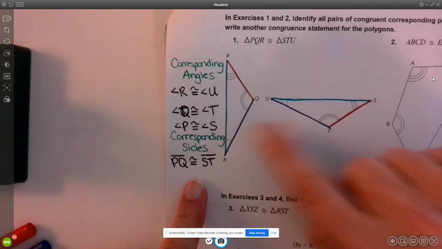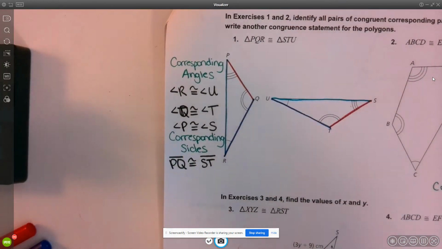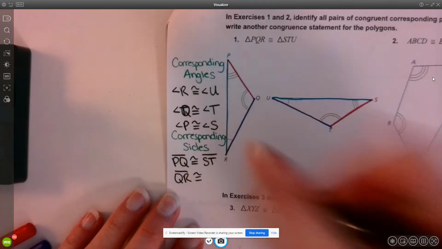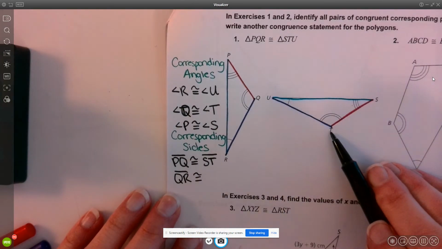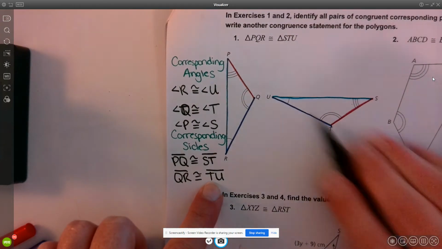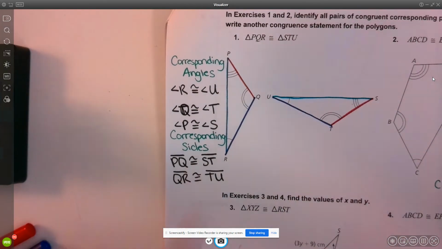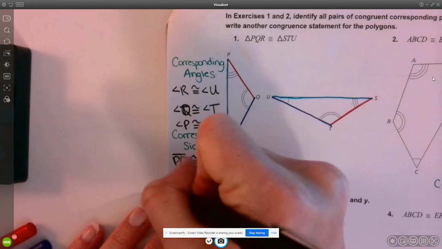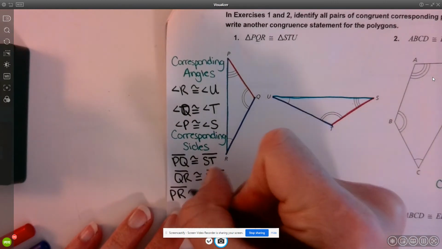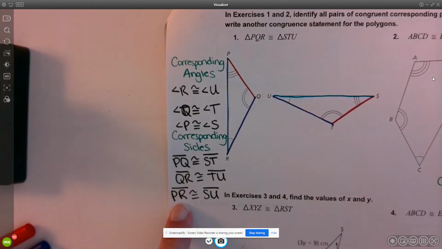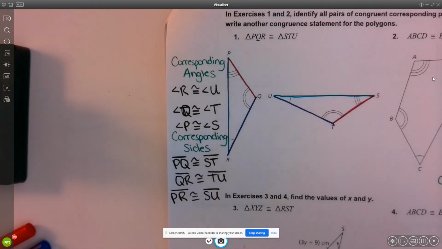Let's go ahead and name the purple sides. Line segment QR is congruent to line segment TU. Make sure T comes first because T matches with U. And then lastly, our blue sides, PR. Line segment PR is congruent to line segment SU. Make sure S comes first because S matches with P. So I've named all the corresponding parts.